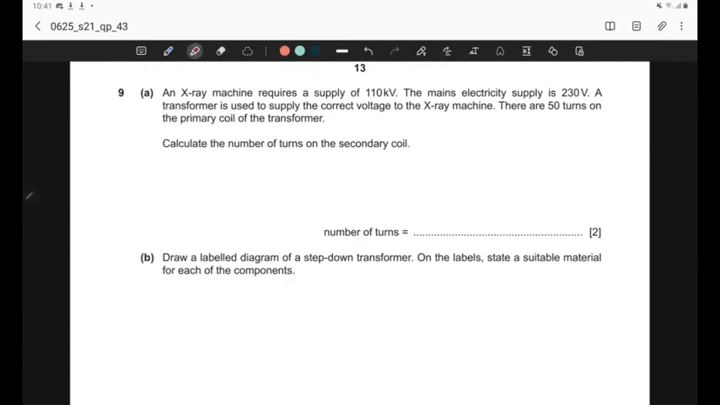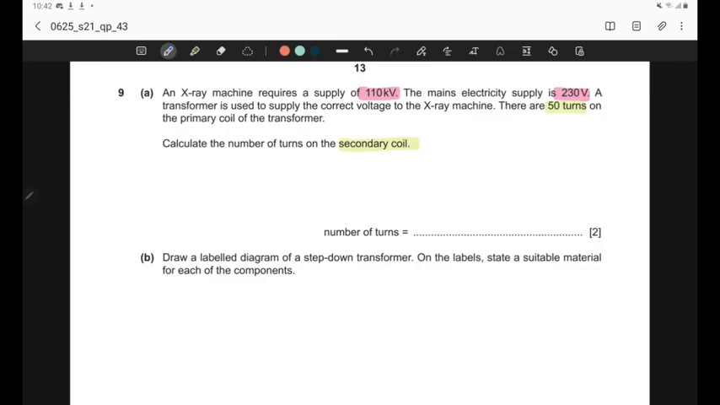Question number 9. Part A. An X-ray machine requires a supply of 110 kilovolt. The main electricity supply is 230 volt. A transformer is used to supply the correct voltage to the X-ray machine. There are 50 turns on the primary coil of the transformer. Calculate the number of turns on the secondary coil.